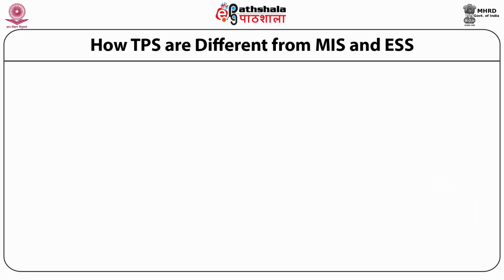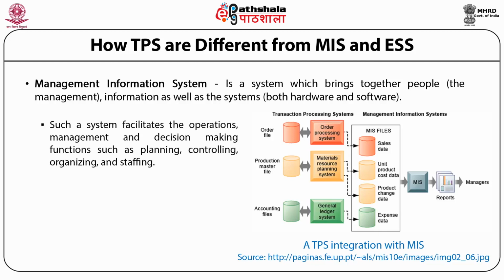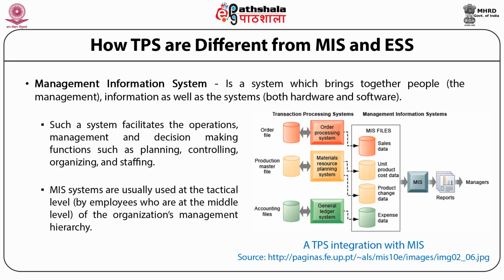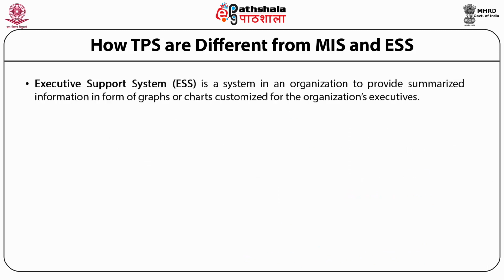The next level of information system is the Management Information System. It is a system which brings together people, the management information, as well as the systems, both hardware and software. Such a system facilitates the operations, management, and decision-making functions such as planning, controlling, organizing, and staffing. Management information systems are usually used at the technical level by employees who are at the middle level of the organization management hierarchy. At the top is the executive support system.